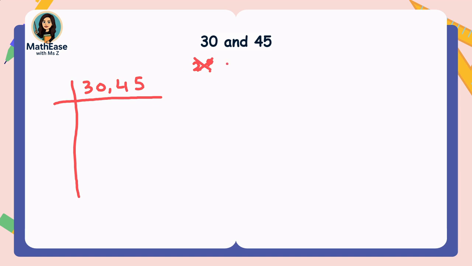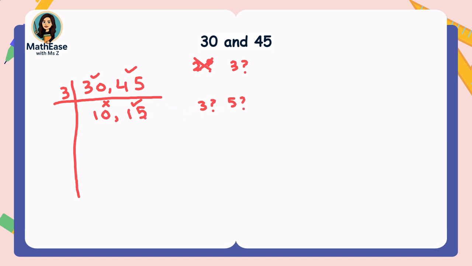Let's move on to the next prime number, which is 3. Both 30 and 45 can be divided by the number 3. 30 divided by 3 is 10, and 45 divided by 3 is 15. Now, can both 10 and 15 be divided by 3 again? Not this time, because even though 15 can be divided by 3, 10 can't. How about the next prime number, which is 5?